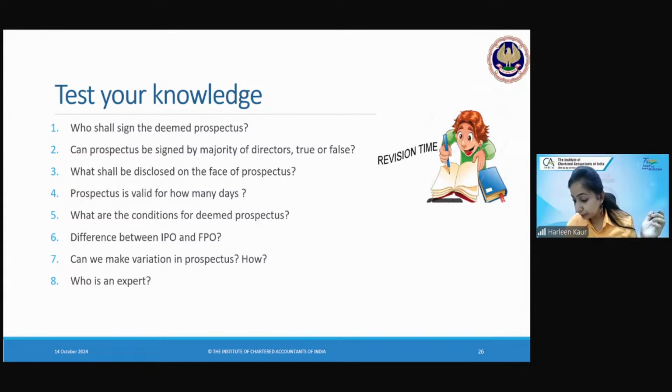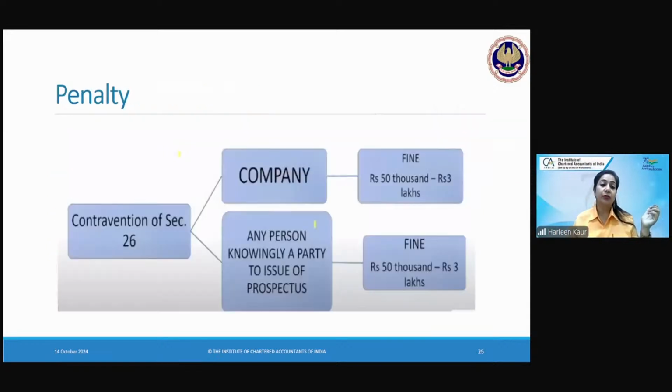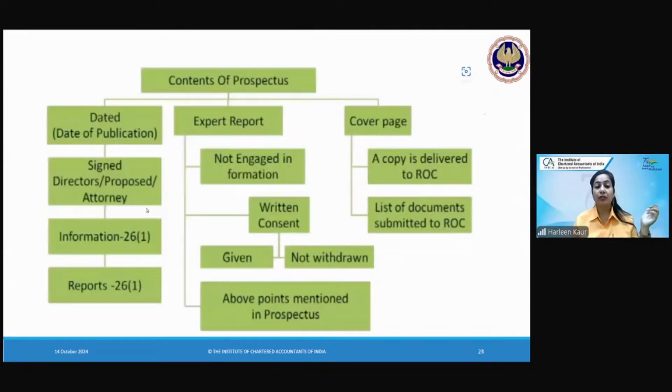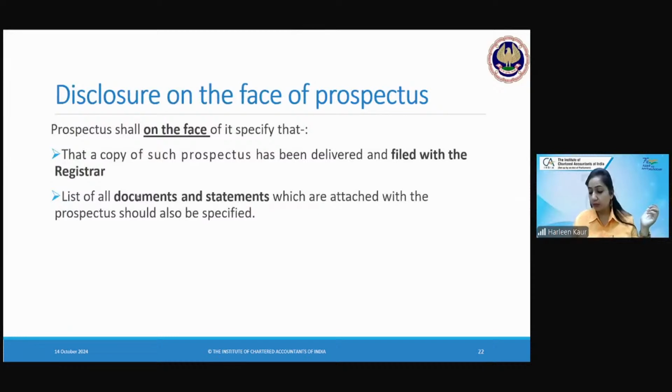Yes, Miss Moruju, absolutely correct. And net amount received, the time and place, very good. We have already done. What shall be included on the face of prospectus? So here it is written on the face of the prospectus.